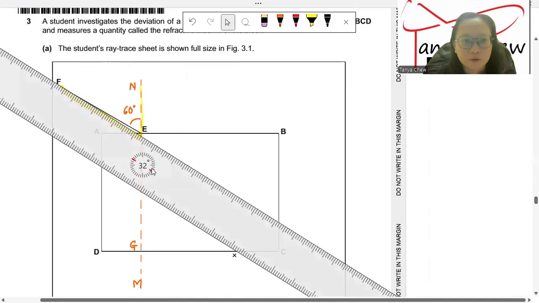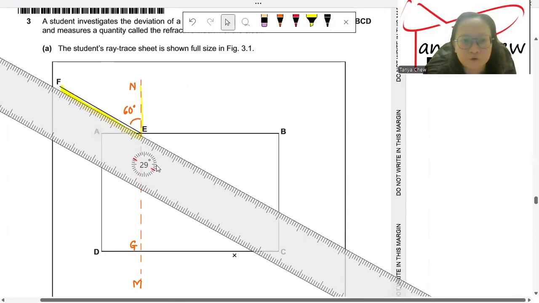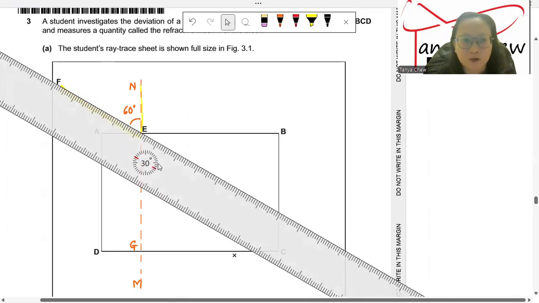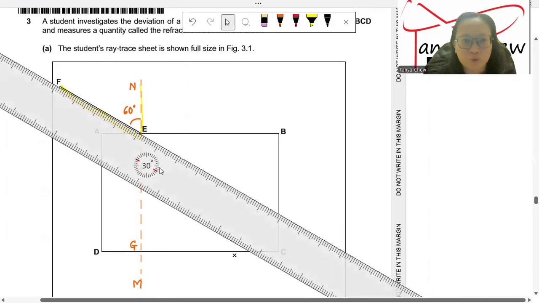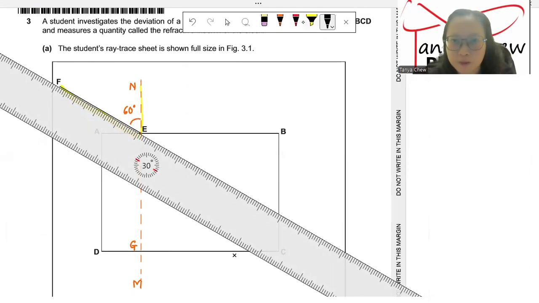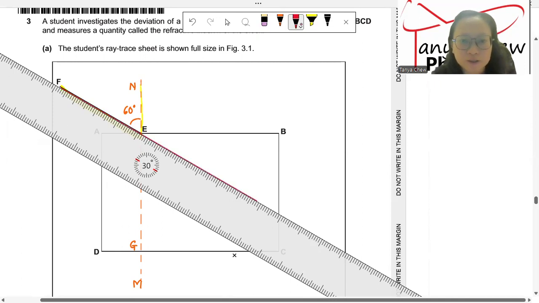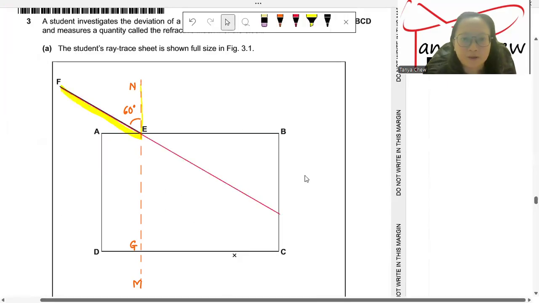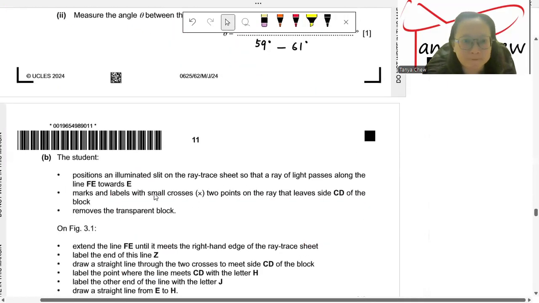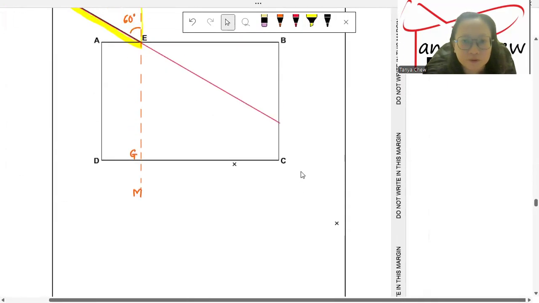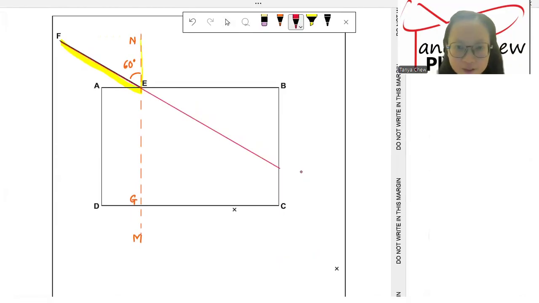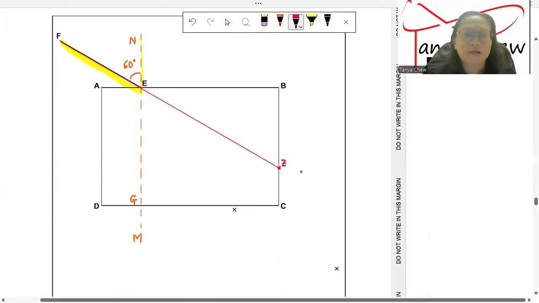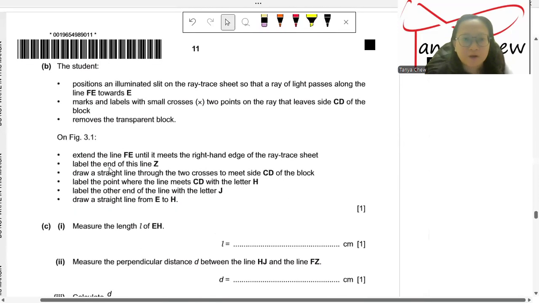Make sure that if you draw on a piece of paper, it will be more accurate as compared to me drawing digitally. Yours will be more accurate than mine. So I'm going to draw it. Okay, done. And then they asked me to label it as Z. So this is Z right here. Done. And then after that, label the end of this line as C.